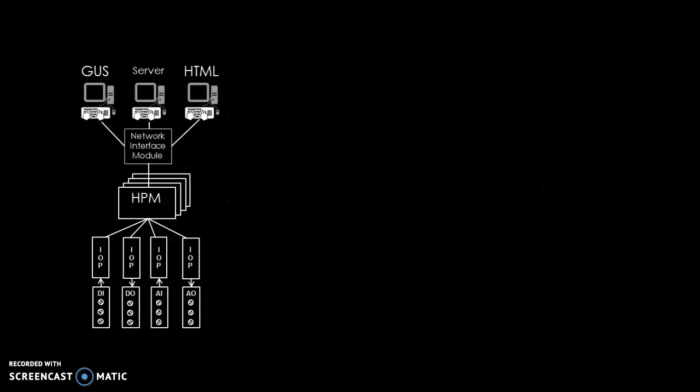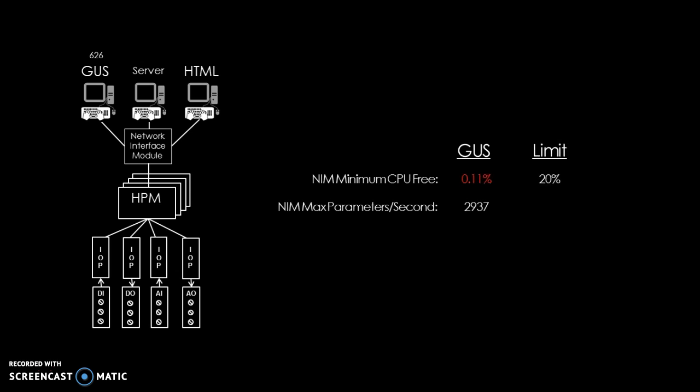By their very nature, traditional HMIs cause unnecessary strain on the control system because of how they move parameters on a DCS highway. In an audit conducted at my company, one type of traditional HMI called a Global User Station, or a GUS HMI, was found to move 626 parameters every 4 seconds, leaving only 0.11% of the NIM CPU free. The recommended limit? 20%. The total number of parameters per second was found to be 2,937. The recommended limit for that?